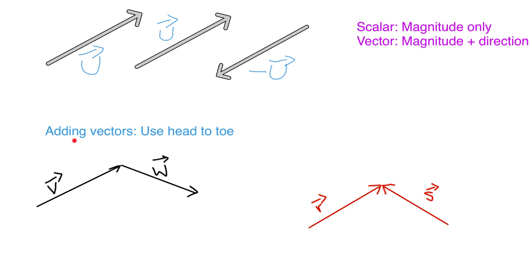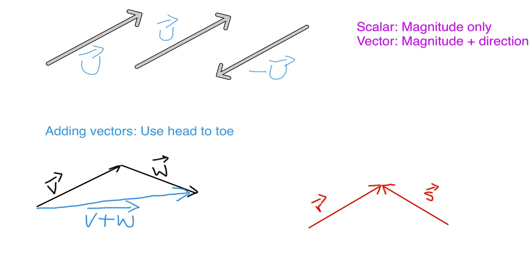Now, when we're adding vectors, we use the head to toe rule. So I have two vectors here, V and W. So to add vectors, we line them up so that the head of the first vector, where the arrow is, is at the toe of the second vector. So when you add two vectors, you get another vector. V plus W is just another vector. So when you're adding two vectors, you always go from the toe of the first vector to the head of the second vector.